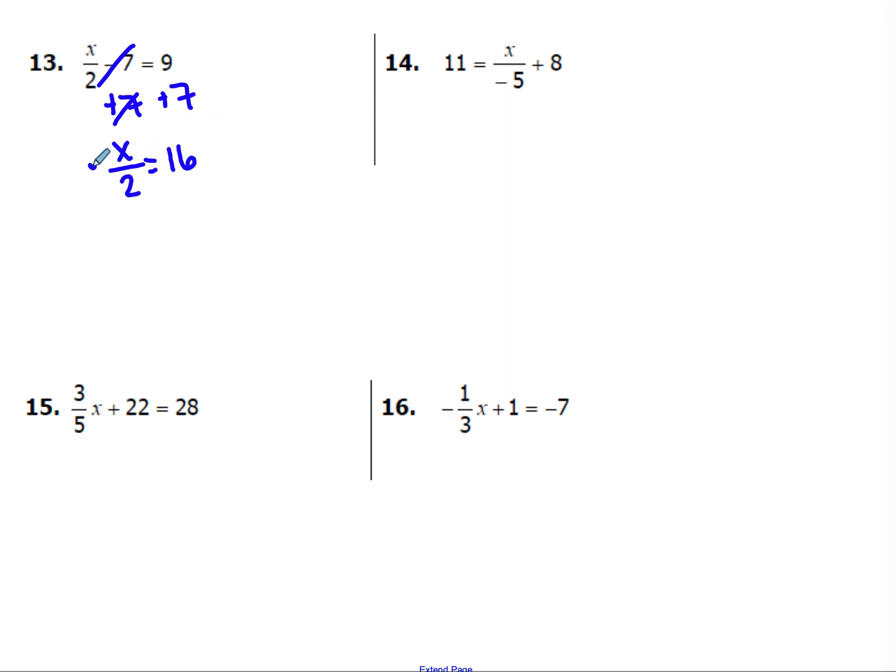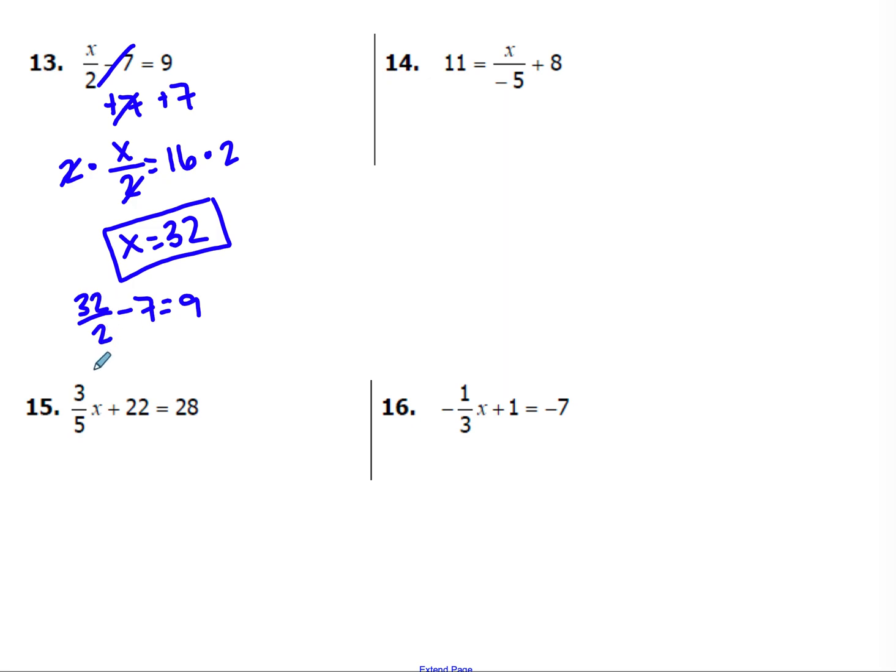This is division. I cancel out division with multiplication. 2 divided by 2 is 1. I'm left with x. 16 times 2 is 32. Okay, let's double check. 32 divided by 2 minus 7 equals 9. 32 divided by 2 is 16. 16 minus 7 equals 9.